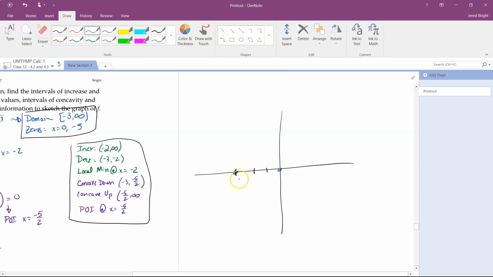I know it's increasing from -2 to infinity and decreasing from -3 to -2. The concavity is the other interesting part. It's concave down until about there, then it switches concavity and increases slowly. Maybe I need to make this a little more pronounced, so do your best to imitate this on your sketch. There is my local min, and there it changes concavity from concave down to concave up. I have the zeros and the domain reflected, and it's increasing and decreasing in the respective places. This seems to be a pretty good sketch of the graph.